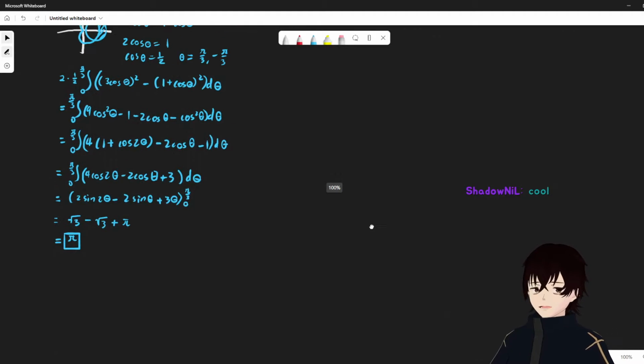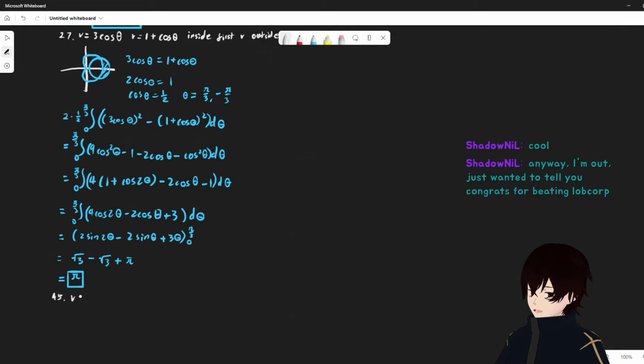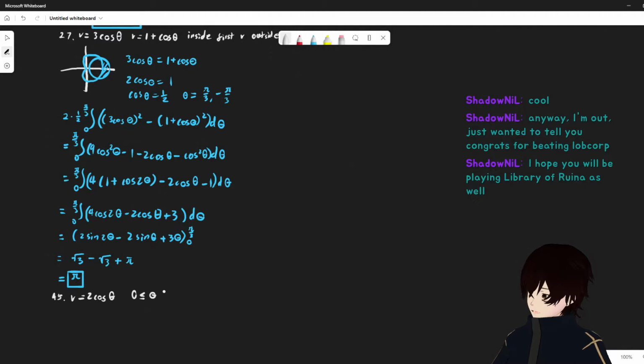Now then, almost done with polar. Very cool. 45 says r is equal to 2 cosine theta, where theta is between 0 and less than pi. Lens.